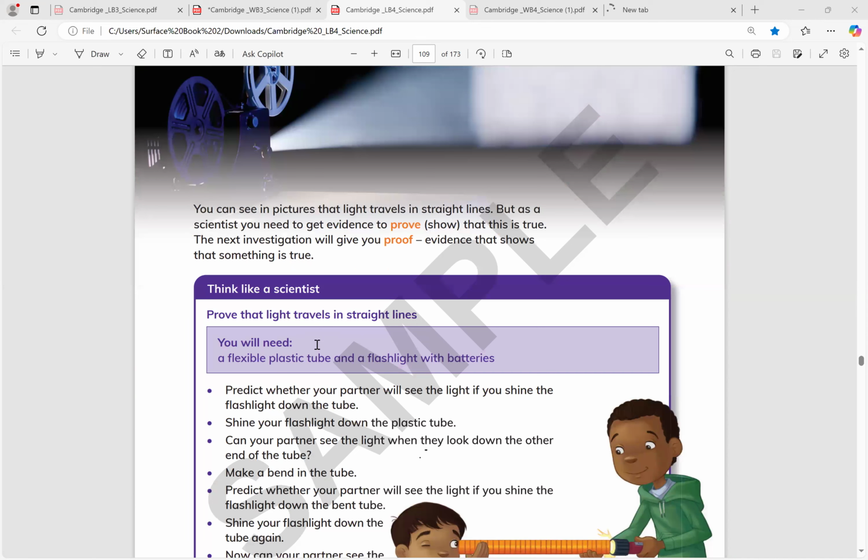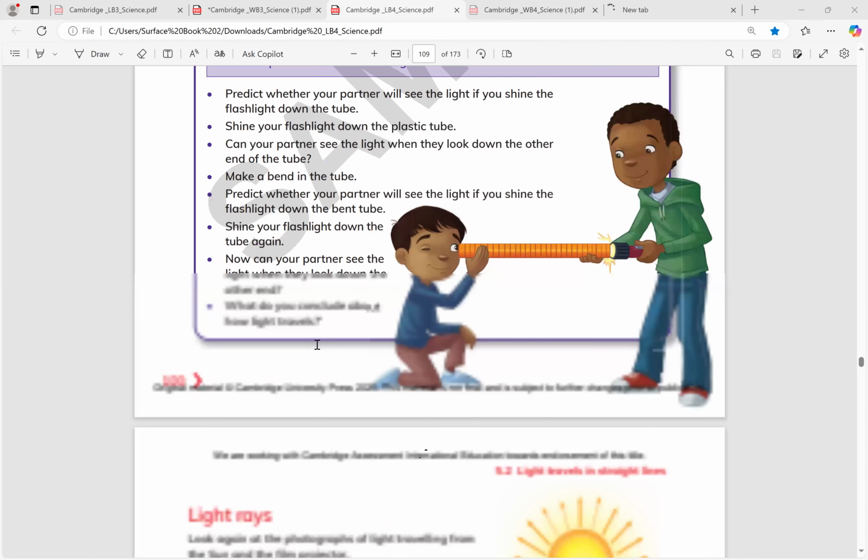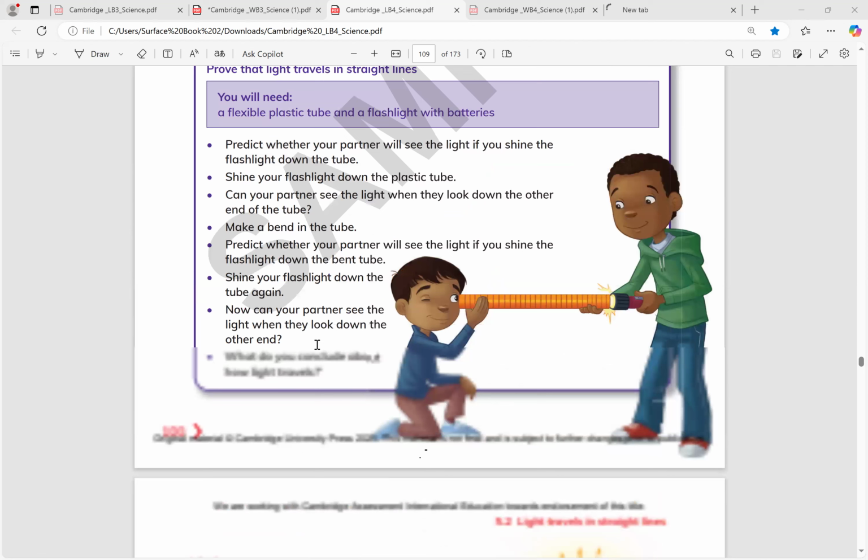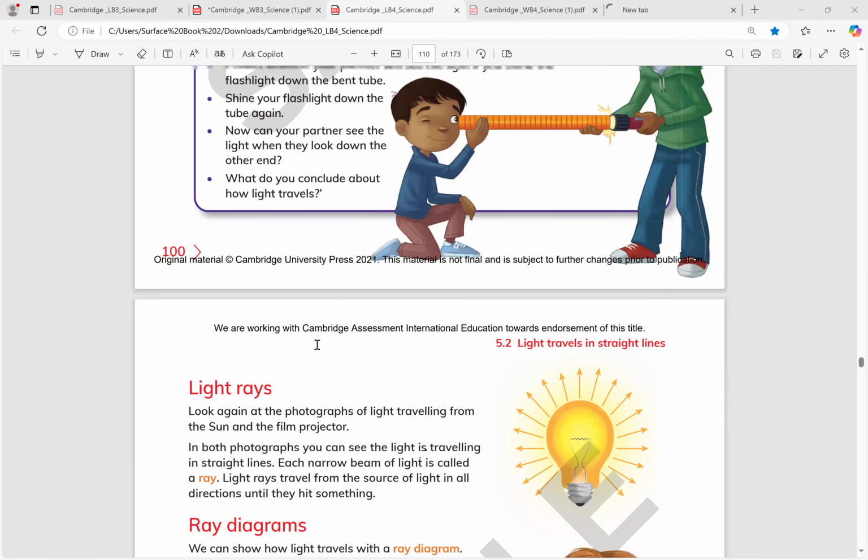Now, you can see in pictures that light travels in straight lines. However, you need to prove that this is true. You need to get some proof. To know that light travels in a straight line, you can use a tube, and that proves that light moves straight.